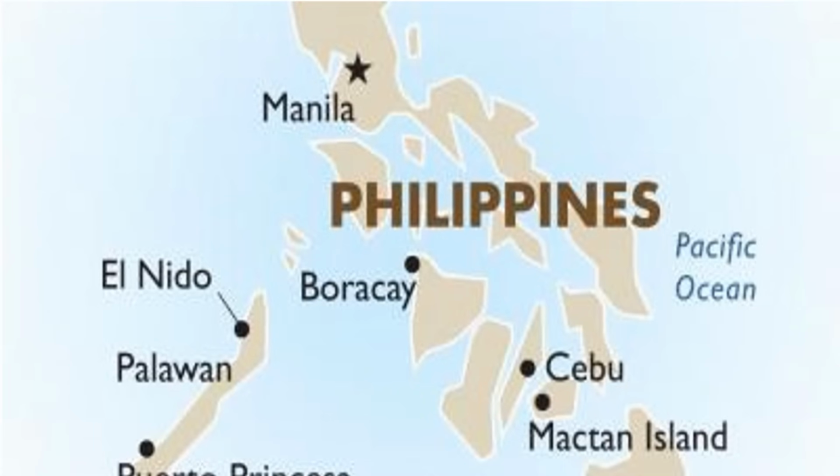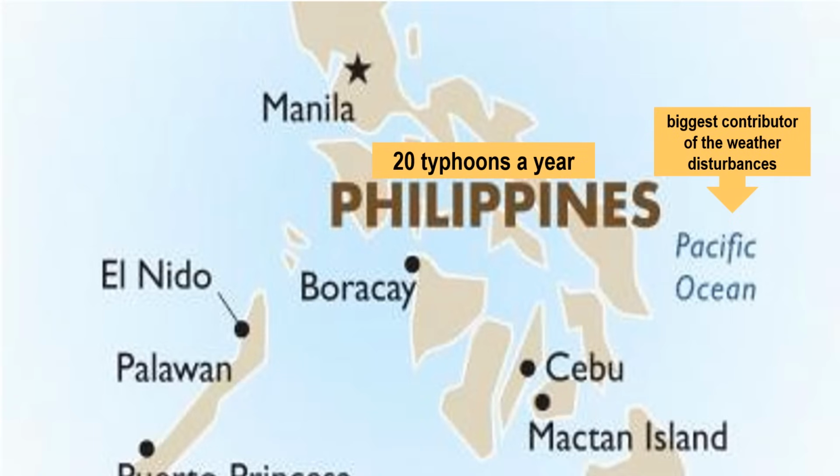an average of 20 typhoons a year. The biggest contributor of the weather disturbances in our country is the Pacific Ocean, which lies on the eastern part of the country. The typhoon is just one of the many weather disturbances we experience.